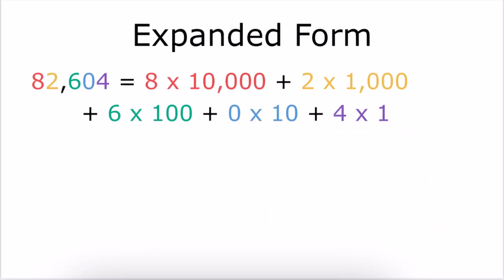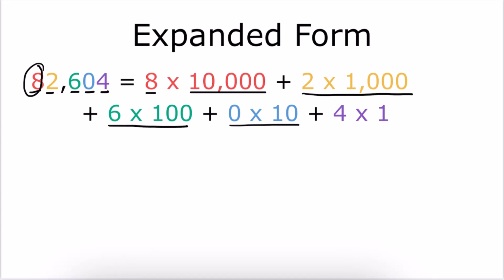One of the things that is often taught to help students understand how the base 10 number system works is to write numbers in expanded form. Expanded form is basically when you take the number in each place value and write it out and show what those place values represent. So if you have 82,604, you would say, okay, I have 8 times 10,000 because I have an 8 in the 10,000 spot. Then the 2 in the 1,000 spot is written as 2 times 1,000. The 6 in the 100 spot is written as 6 times 100.